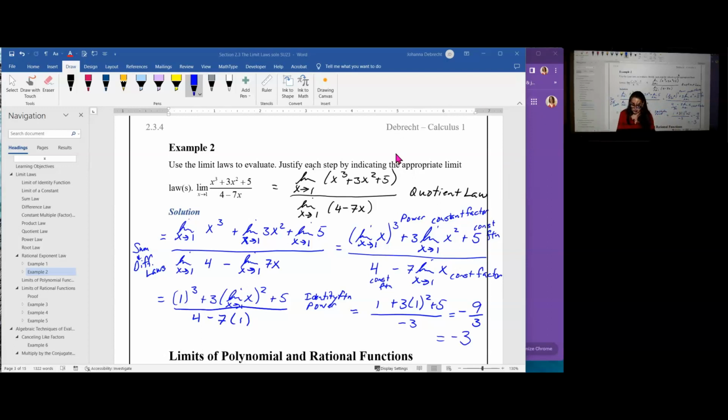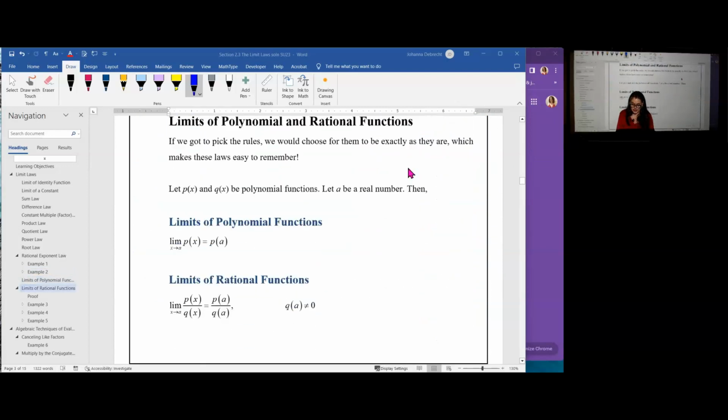Let's now take a closer look at what happens when we substitute values. What we're really doing is substituting the value of x as it approaches a, the value of a, into our limit function. If we get a single finite real number, we're done. That is the value of the limit. So our first step is always to substitute the value of a into the function to see if we get one finite real number. These are the rules that we would have picked if we got to pick the rules, which makes them fairly easy to remember.